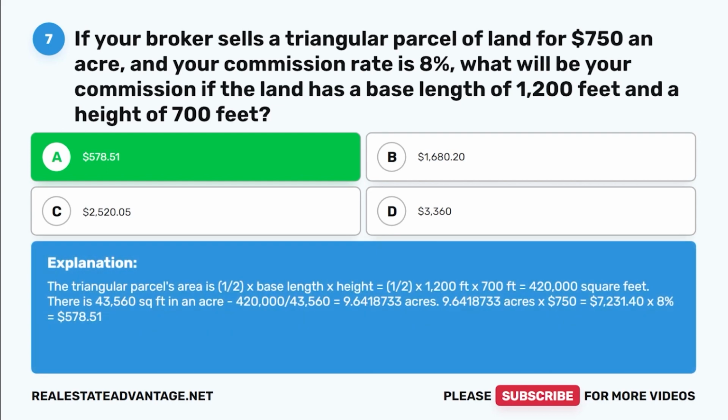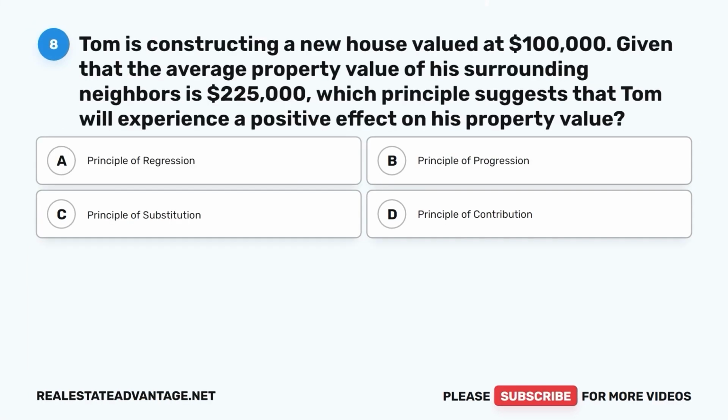$578.51. The triangular parcel's area is 1/2 times base length times height, equals 1/2 times 1,200 feet times 700 feet, equals 420,000 square feet. There are 43,560 square feet in an acre. 420,000 divided by 43,560 equals 9.6418733 acres. 9.6418733 acres times $750 equals $7,231.40, times 8% equals $578.51.